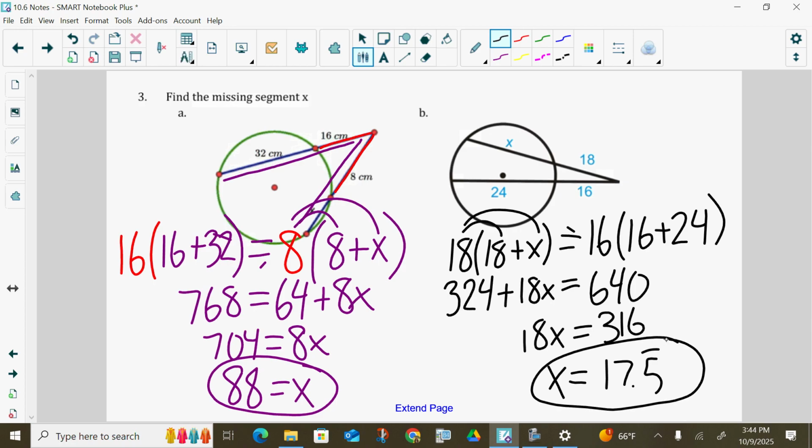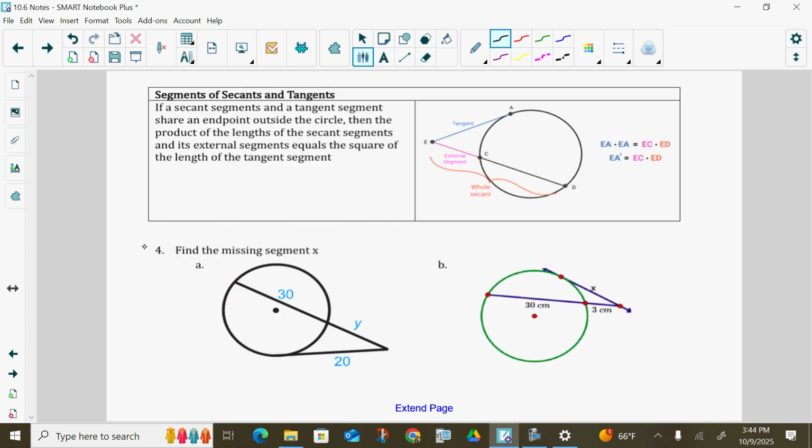So if you did not get that answer, take a look at the board, see what you did wrong, and correct anything. We're going to move on to segments of secants and tangents, and this is going to be probably the most complicated we get for the day. So this theorem tells us that if a secant segment and a tangent segment share an endpoint, like these two do right here at E, then the product of the length of the secant segments and its external segments equal the square of the length of the tangent segment.